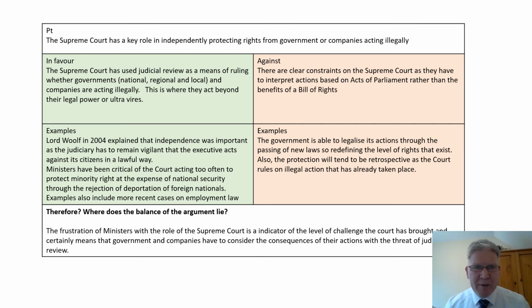The third point is to argue that the Supreme Court has a key role in independently protecting rights from government or companies acting illegally. This is the aspect of ultra vires, where we find that governments, national, local or regional, and companies have acted beyond their legal power. Lord Woolf was quick to say that there's a crucial role for the independence of the Supreme Court in remaining vigilant where the executive can act against their citizens in an unlawful fashion. Ministers, again, have been critical of the court, acting too often to protect minority rights at the expense of national security.